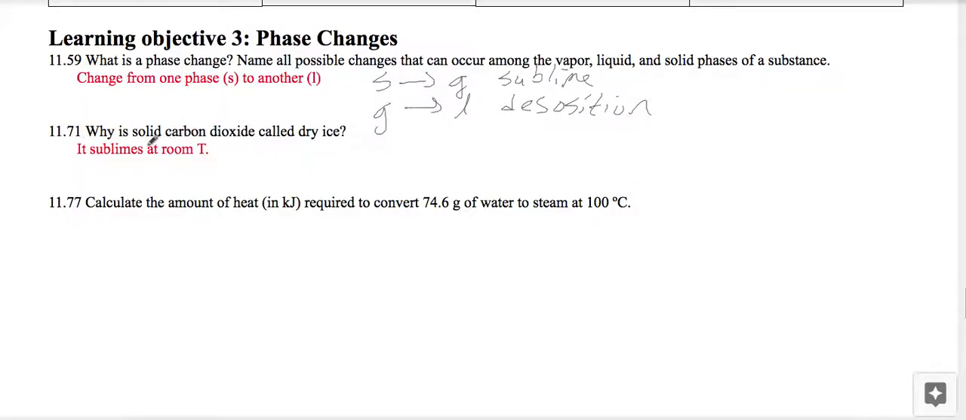And let's see, why is carbon dioxide called dry ice? Because it sublimes at room temperature.